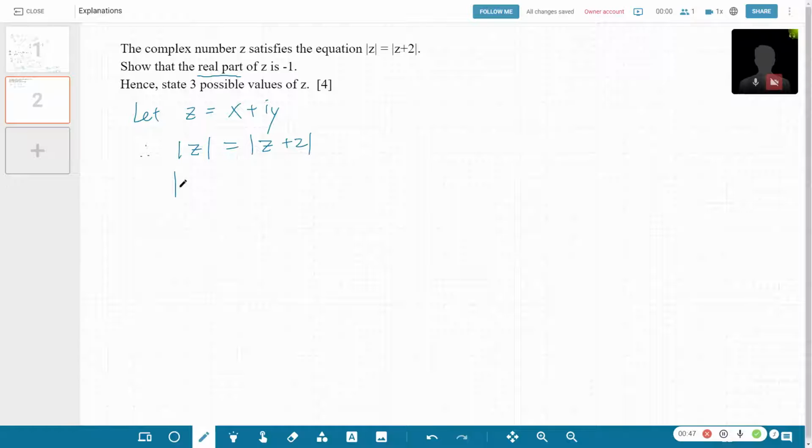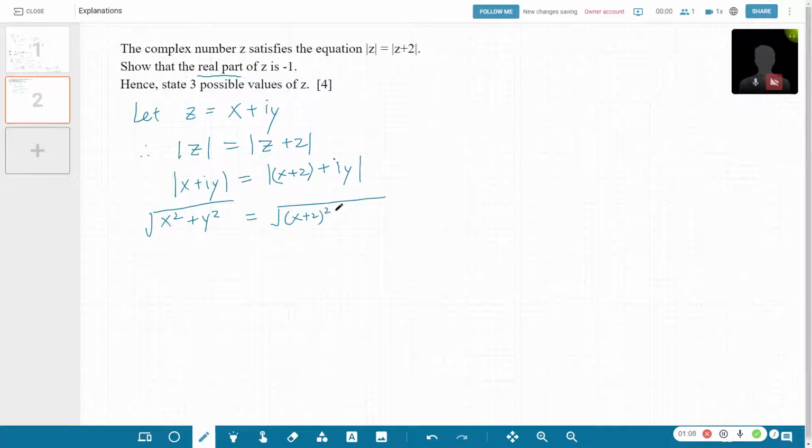Now, we can take mod of x plus iy equals mod of z plus 2, where 2 is real. So it's like x plus 2, the real part, plus iy. So the square root of x squared plus y squared, that is the modulus, equals the square root of (x plus 2) squared plus y squared. We are just using the property of modulus to solve the question. Now we can remove the square root.